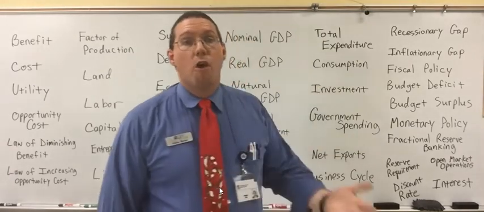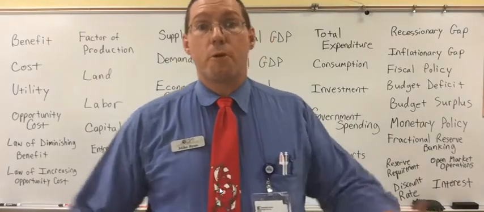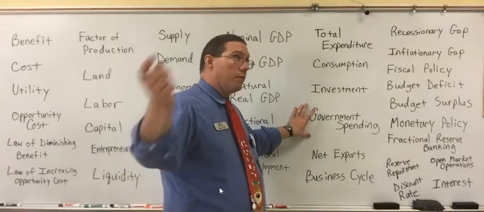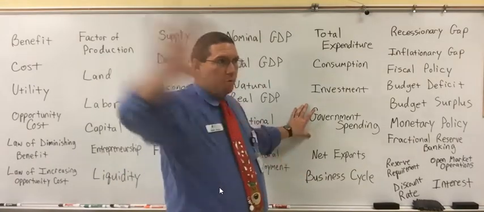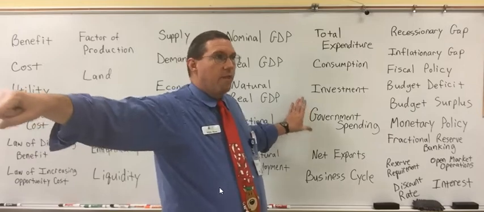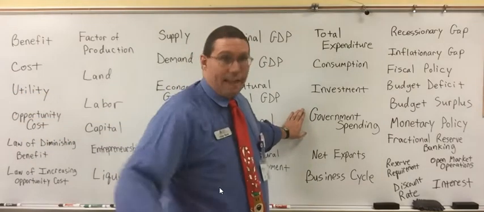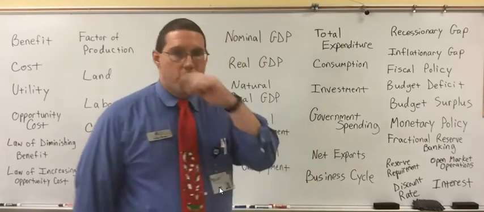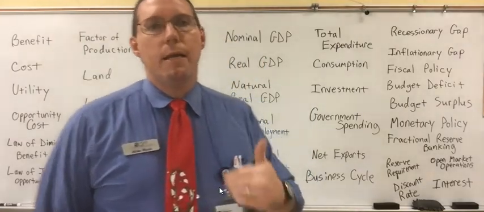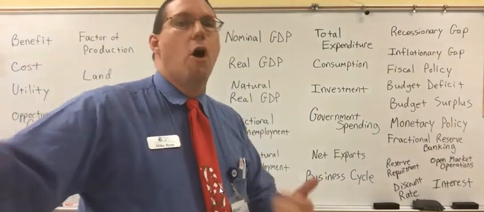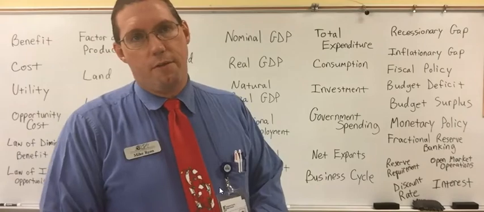Government spending is all the money spent on goods and services produced in this country by the government. The stuff wasn't produced by the government, the stuff was produced by businesses. But government spending is all the money that the government spends on buying that stuff. Okay, that's government spending. Net exports is all the money spent by people in other countries on the stuff that we produce in this country.